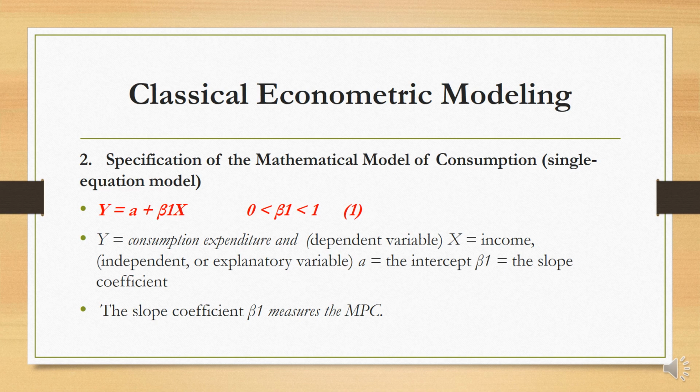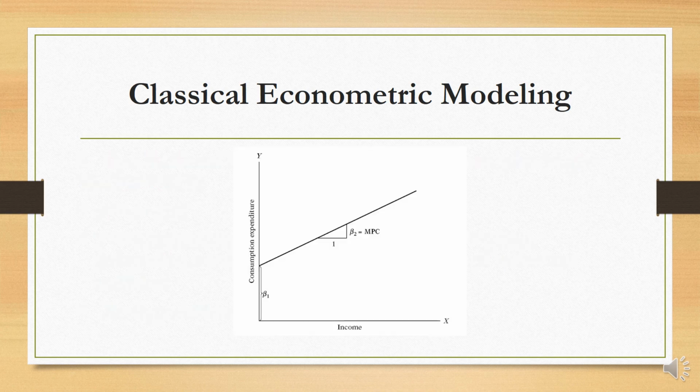In section 2, we convert our Keynesian theory into the mathematical model. Here is the diagram. The x-axis represents the income and the y-axis represents the consumption expenditure. Here is the straight line of our regression equation.